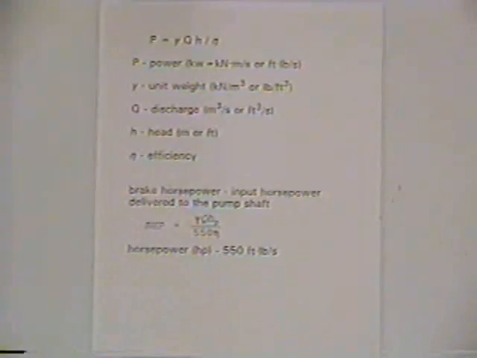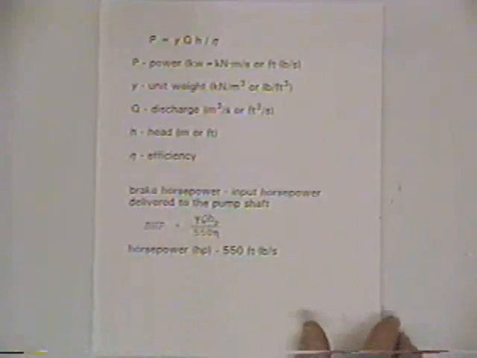In the English system, we add a little oddity in that people like the term horsepower or brake horsepower, and so same equation except you plug in a 550, and the 550 is a conversion factor. It's 550 foot-pounds per second is equal to a horsepower.